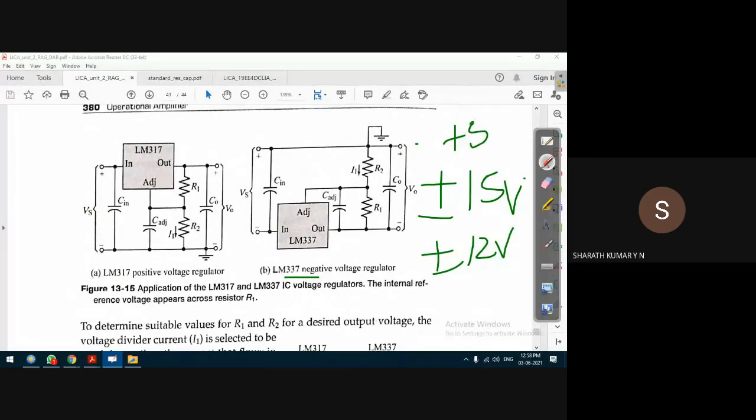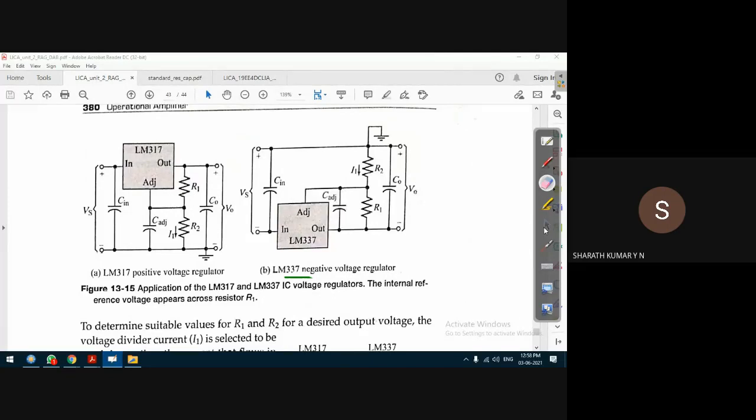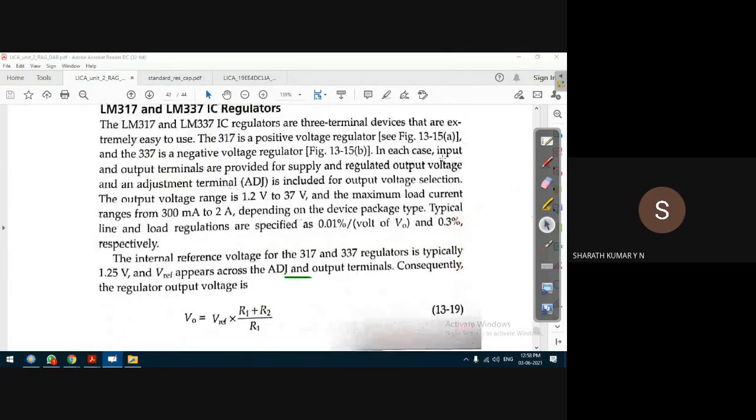If we want only positive voltage, in that case we can go for a 317 voltage regulator. When we say DC, we may require positive voltage or negative voltage. So these positive and negative voltage regulators are default choices. In each case, input and output terminals are provided for supply Vs, regulated output voltage, and an adjustment terminal included for output voltage selection.